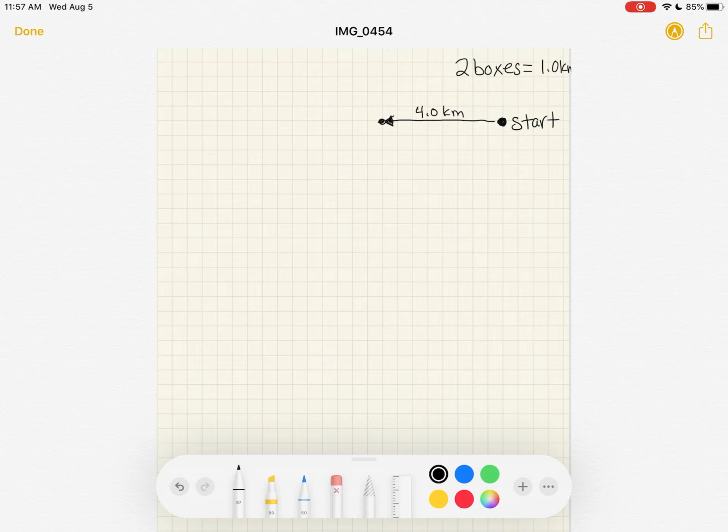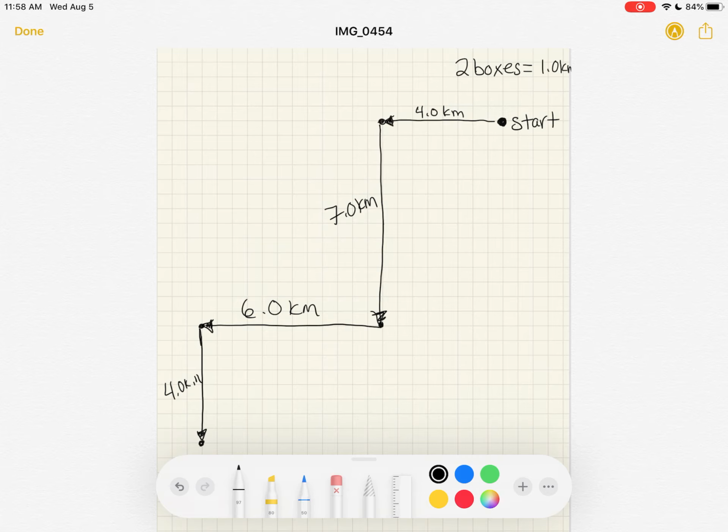All right, so then we're going 7 kilometers to the south, so I want 14 boxes. 1, 2, 3, 4, 5, 6, 7, 8, 9, 10, 11. Okay, so that's my 7 kilometers to the south. Okay, and then I'm going 6 kilometers to the west, so I want 12 boxes. So that's my 6 kilometers. And then I'm going another 4 kilometers to the south, so 8 boxes. So that's my 4 kilometers. Okay, and so then that's going to be my end point.